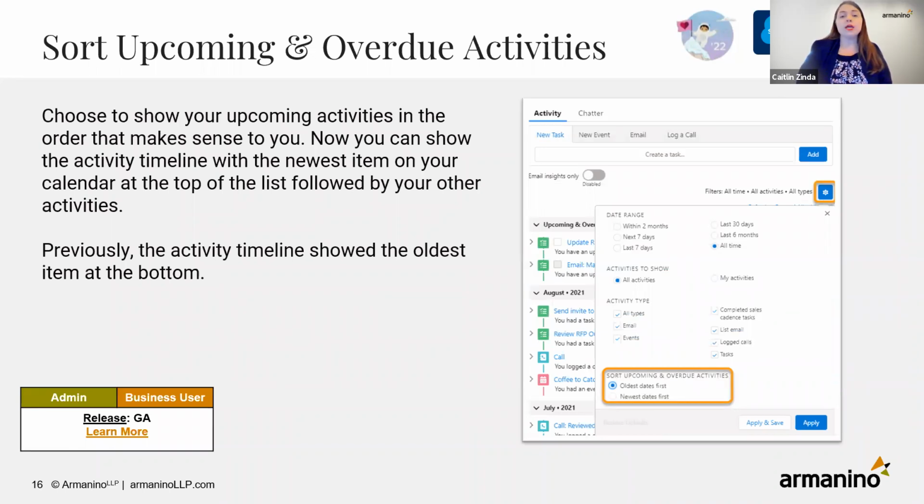Another cool, not super crazy update is that you can now sort upcoming and overdue activities. So you can show your upcoming activities in an order that makes sense to you. It used to be that you could only show the oldest item at the bottom, but now you can actually move that to the top. So just another way to organize your activities and be a little bit more efficient if it makes more sense to you that way.